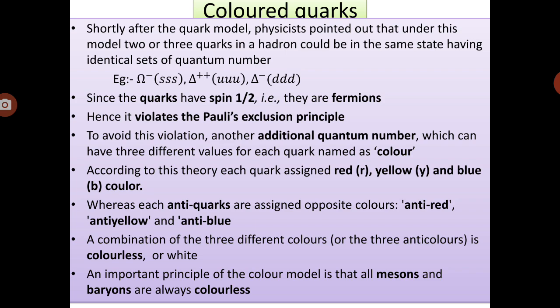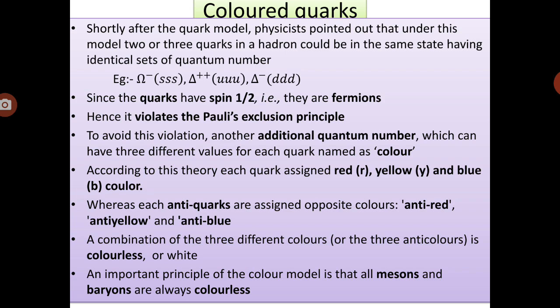Then another explanation was suggested by 2 physicists at the University of Chicago, Nambu and Han. According to this explanation, the quarks do obey the Pauli principle, but they possess an additional quantum number which can have 3 different values for each quark. The additional quantum number characterizing the quarks was arbitrarily named color.